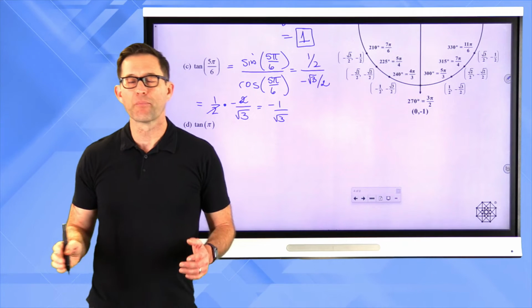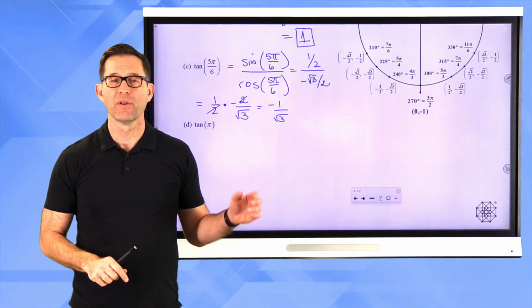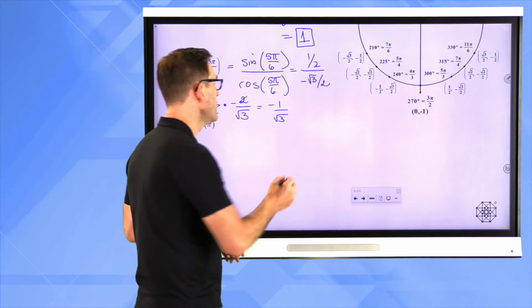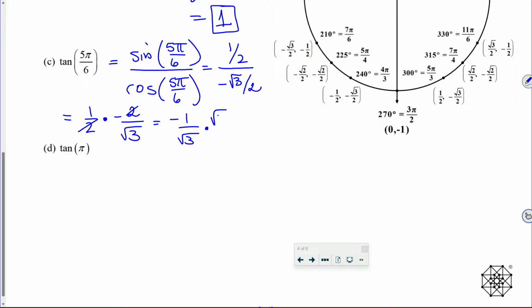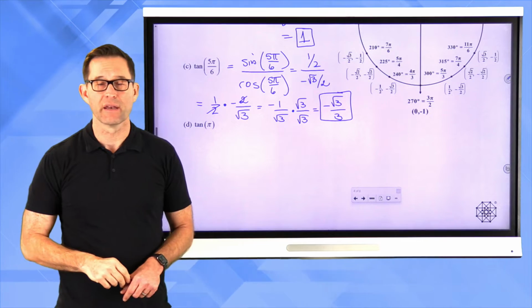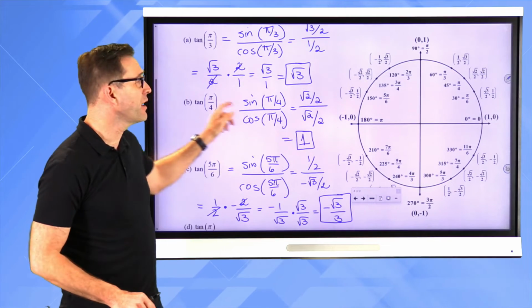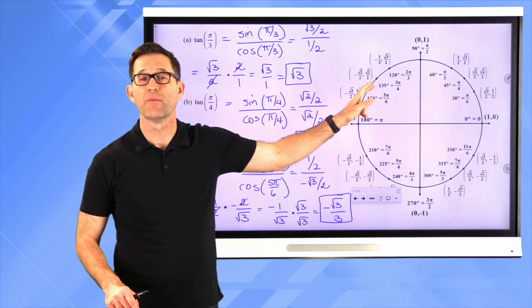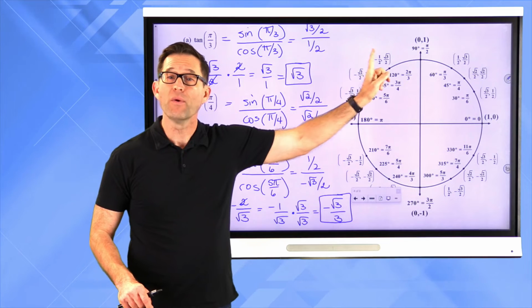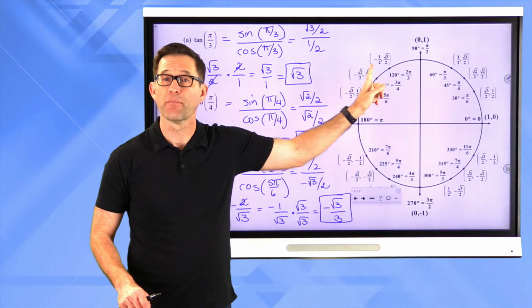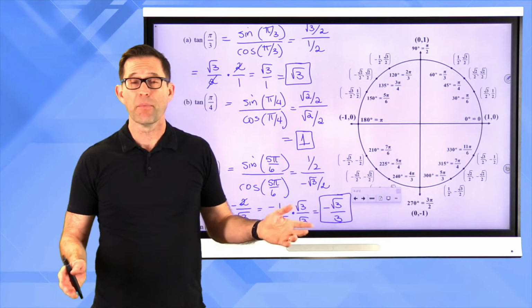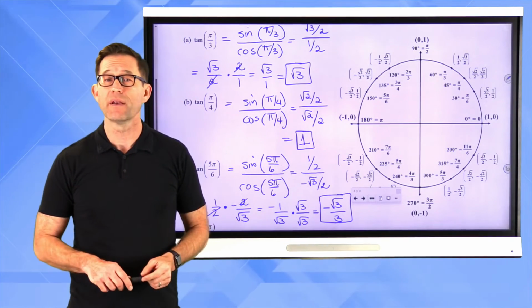Now, just like the problem that we started with, I would love to be able to just leave it as negative 1 over the square root of 3, but we're going to rationalize that denominator by multiplying the top and bottom by square root of 3, and we get that the tangent of 5 pi over 6 is negative root 3 over 3. Please note, of course, that we would expect every tangent value in the second quadrant to be negative, because it will always be the y-coordinate, which is positive, divided by the x-coordinate, which is negative, and a positive divided by a negative is always a negative.